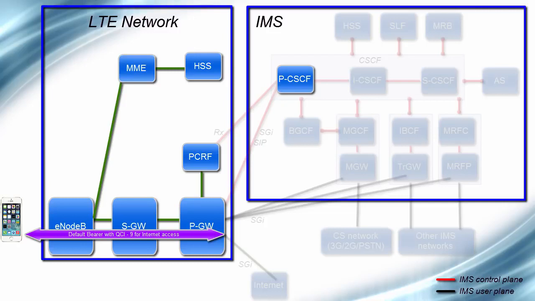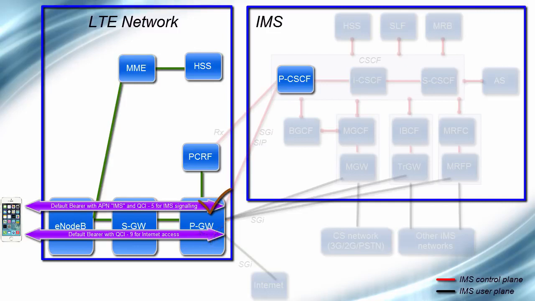But here is something new. VoLTE capable UE makes one more default bearer with QCI 5 for IMS related signaling. APN used for this default bearer is always IMS. Now UE has 2 default bearers, one for internet access and another for IMS signaling.